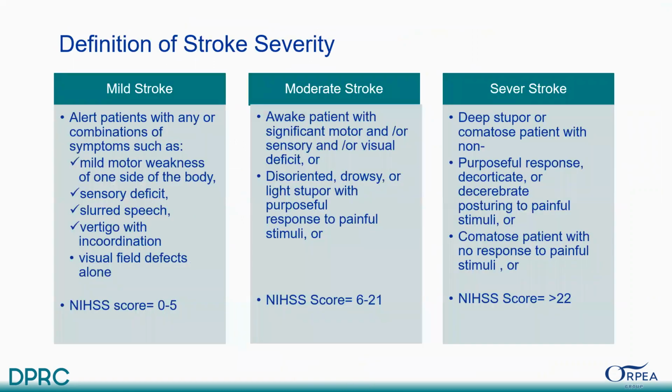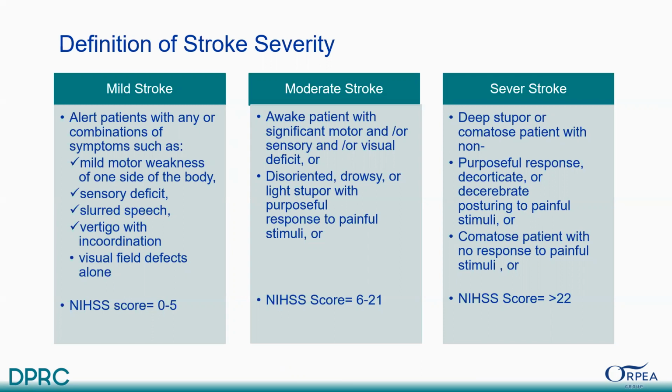And let's follow. So the definition of stroke severity. We have the mild stroke, and the patient will be alert with any or a combination of symptoms such as mild motor weakness of one side of the body, sensory deficit, slurred speech, vertigo with incoordination, or visual field defects alone. And actually, here we are using the NIHSS, which is the National Institutes of Health Stroke Scale, and we will talk about that later in detail.